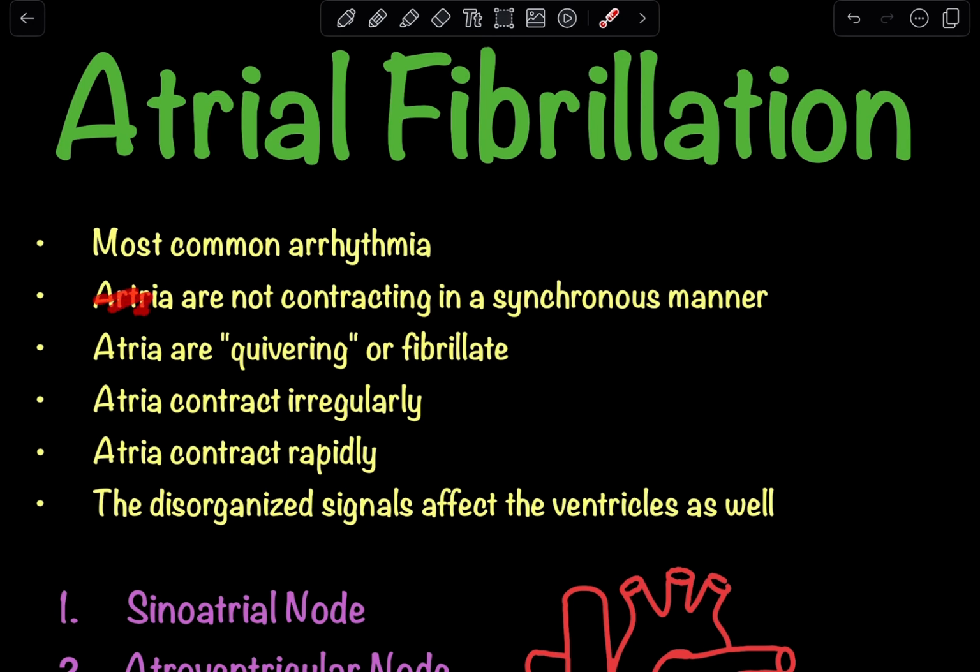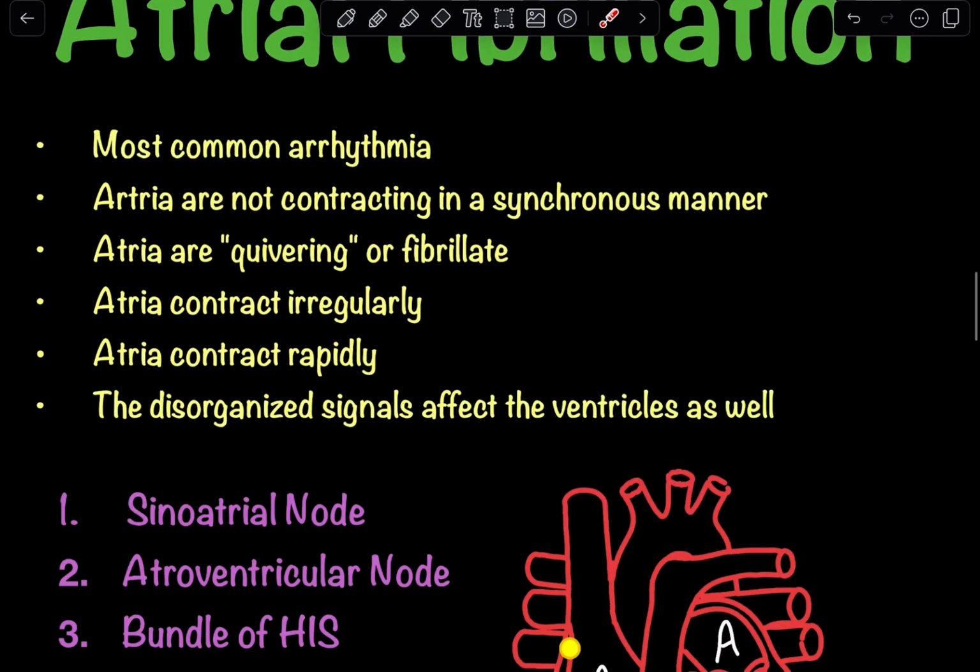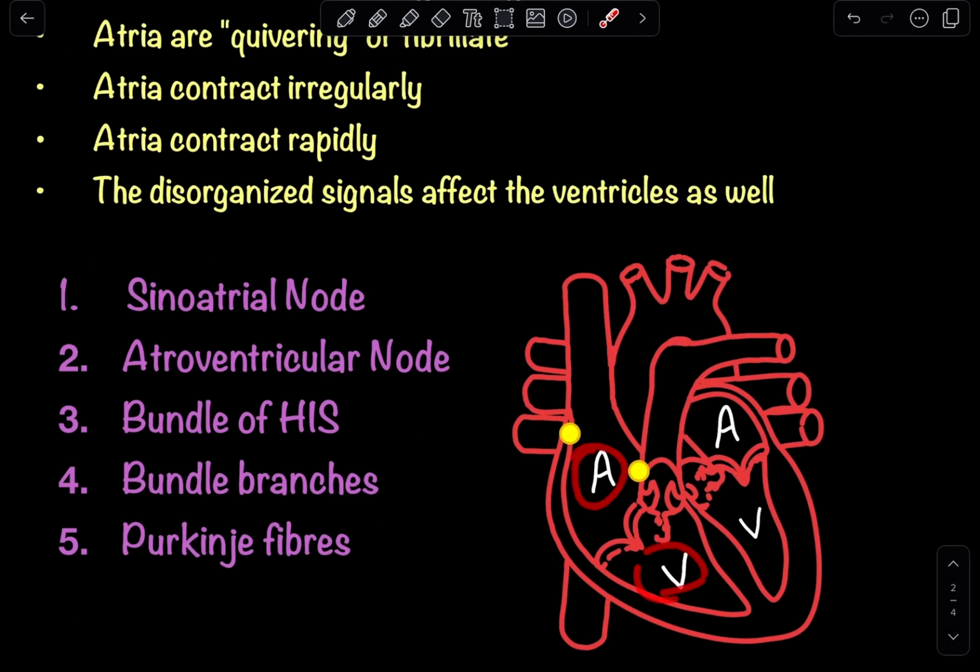Now, there is a typo over here. Atria is spelled like this. But the atria are essentially contracting in a manner that is not synchronous. They are contracting irregularly and rapidly due to these external signals coming in, resulting in a quivering or a fibrillating kind of rhythm in the atria. Now, this irregularity in the atria will also affect the rhythm of the ventricles.